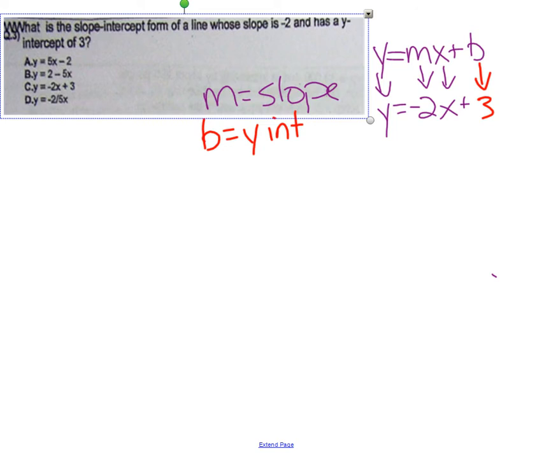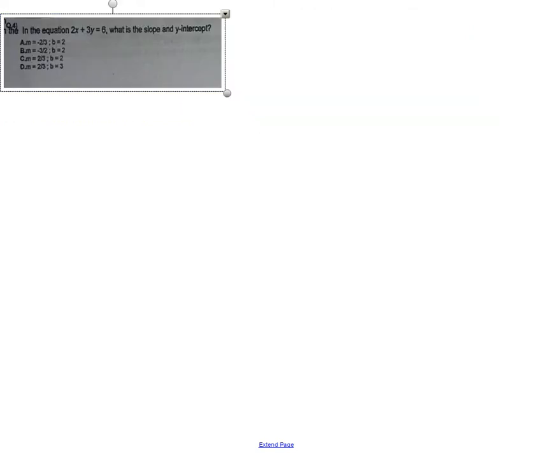So we do have an answer. C. Got it. Alright, number 4. This one's a little bit more work. It says, what is the slope of y-intercept?